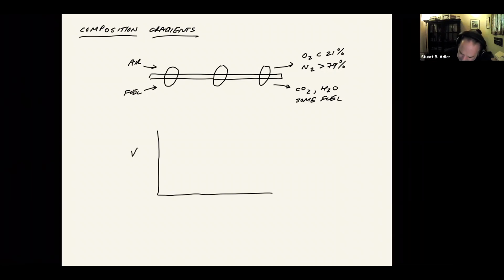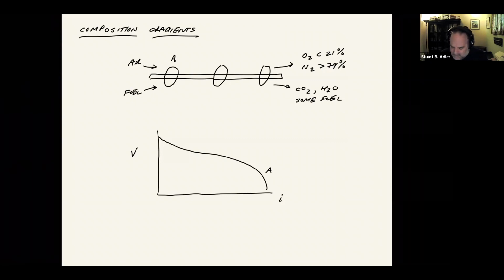So here's voltage, here's current density. Maybe it looks something like this. I'm going to label this polarization curve A, because it's characteristic of the compositions we have at this point in the cell in our stack. We do our best to mimic the incoming gases going into our stack.